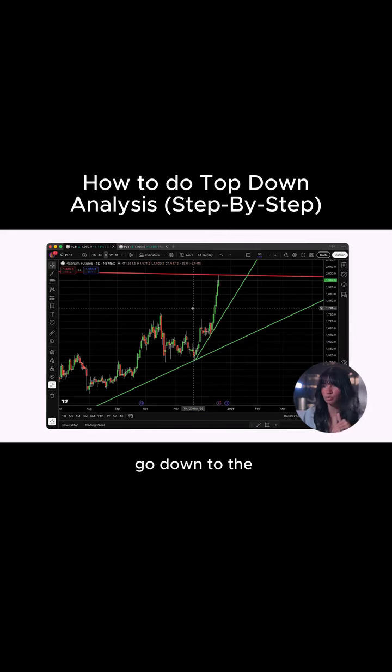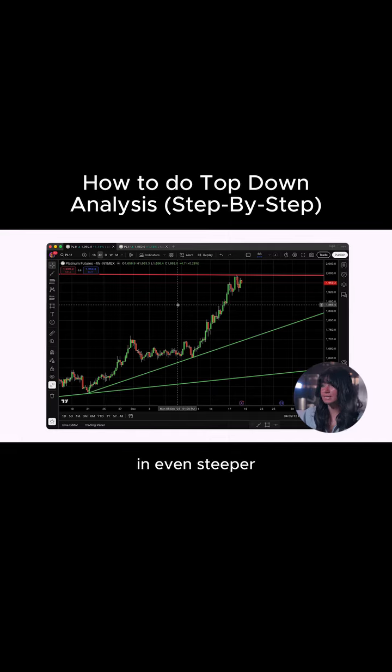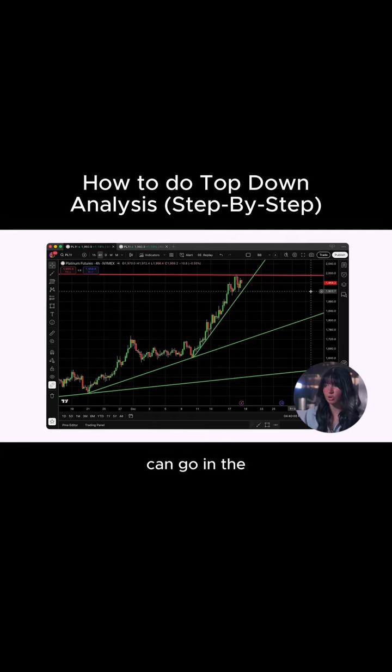Now we're going to go down to the 4-hour time frame. Now we can come in even steeper. 4-hour time frame. Same process. Previous point B is new point A. This is as steep as we can go in the 4-hour time frame. So I'm a 4-hour trader. This is where I stay. Once I've done my top-down analysis, this is where I will be taking my entries.